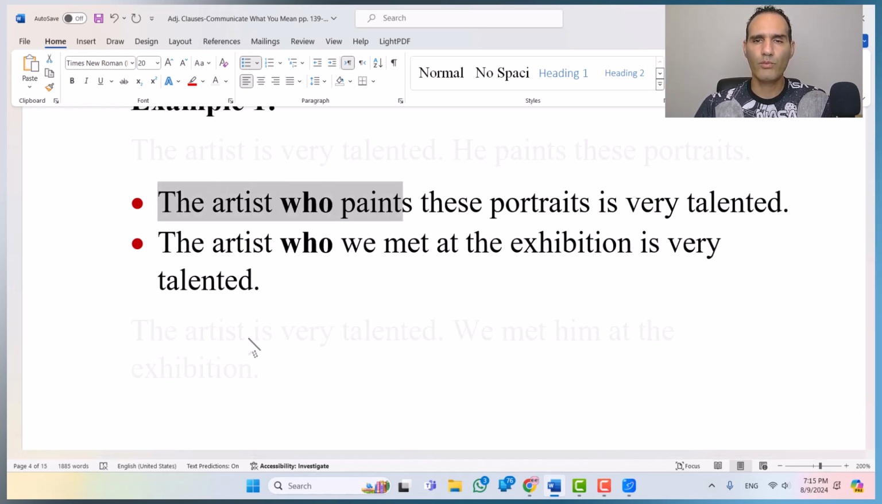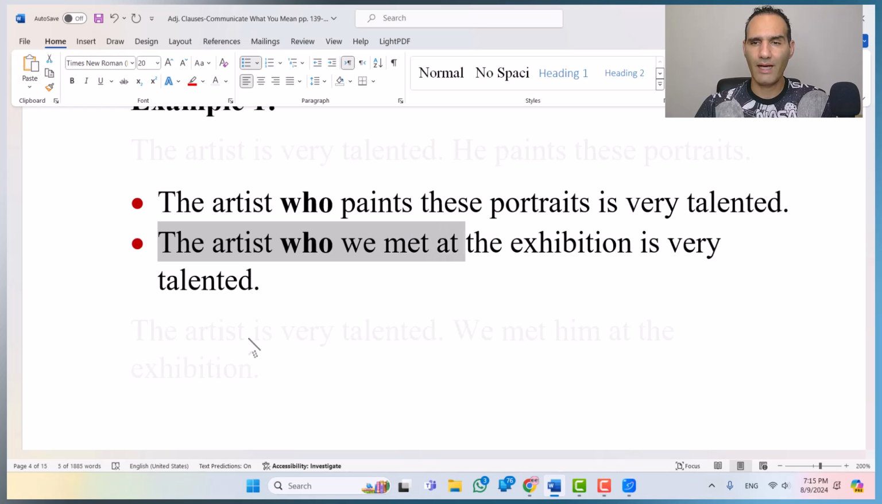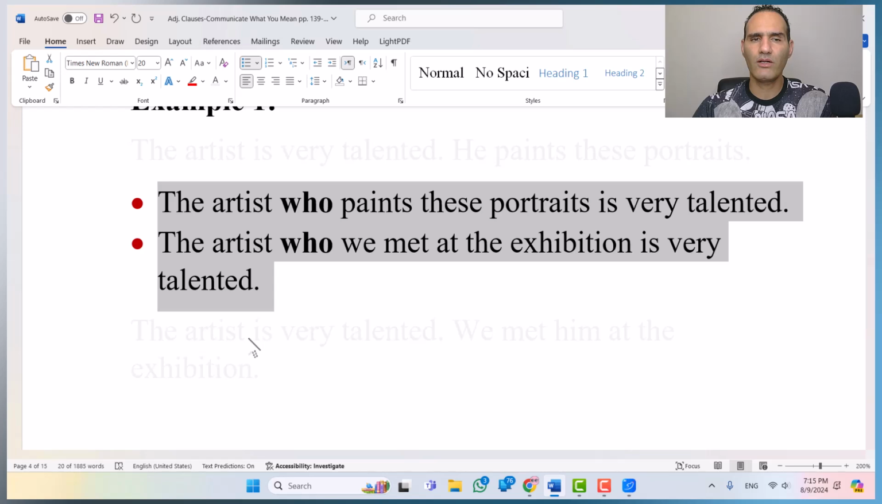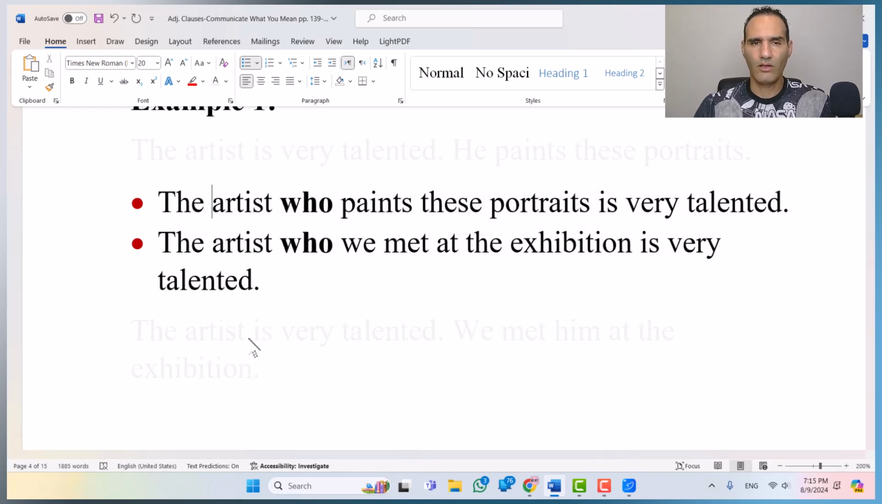The artist who paints these portraits is very talented. The artist who we met at the exhibition is very talented. The two sentences are very similar. Basics are the same, relative pronouns are the same, but one of them is relative pronoun as subject. The other one is relative pronoun as object.